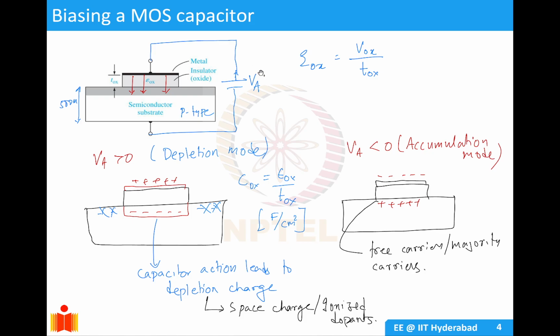So now we come to applying bias to a MOS capacitor. What happens when you apply positive bias on the MOS capacitor? It creates an electric field across your insulator, which is given as E equals Vox by Tox, where Tox is the thickness of the oxide and Vox is the effective potential drop across your oxide.